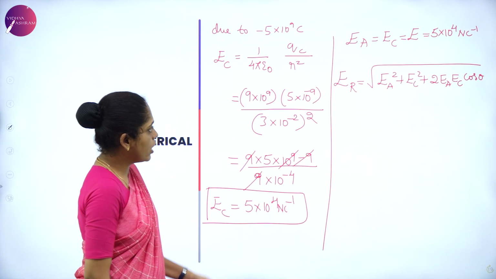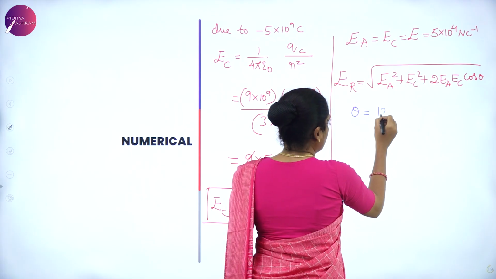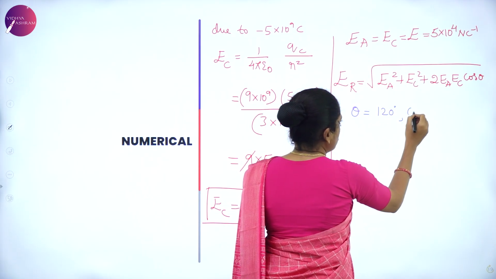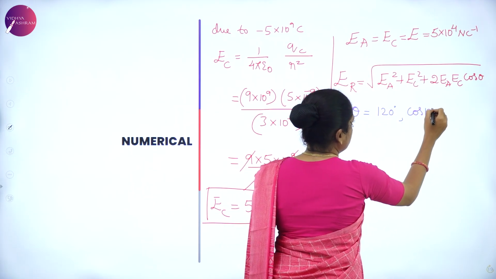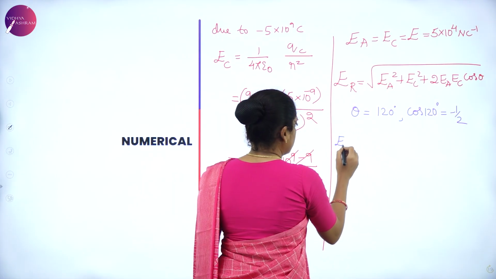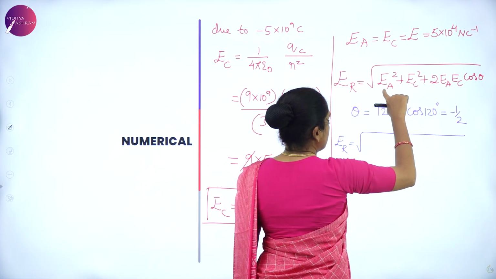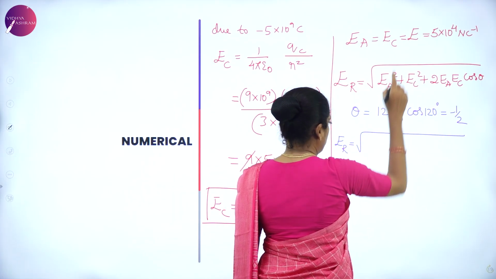So now you know theta. Theta is equal to 120 degree. And cos 120 degree is equal to minus 1 by 2. So the resultant electric field is equal to, yes, EA and EC are equal to E.